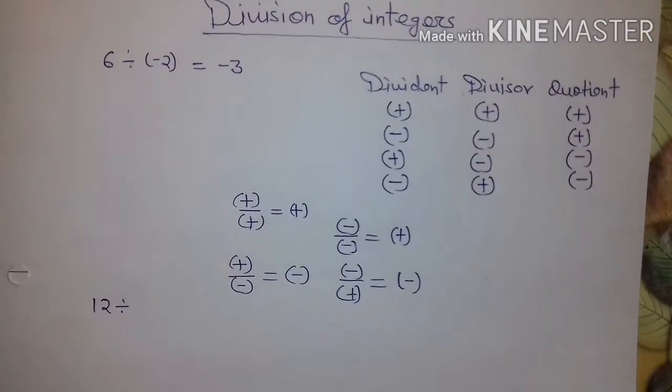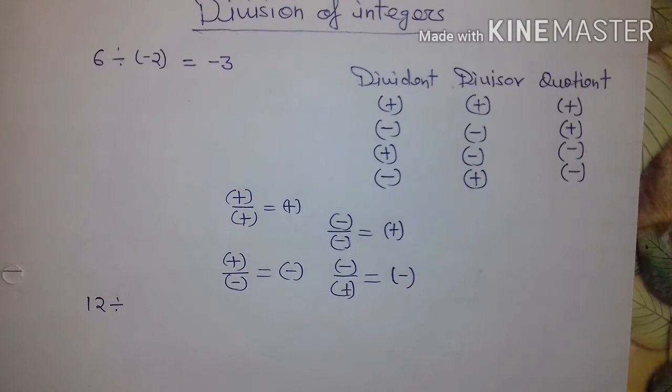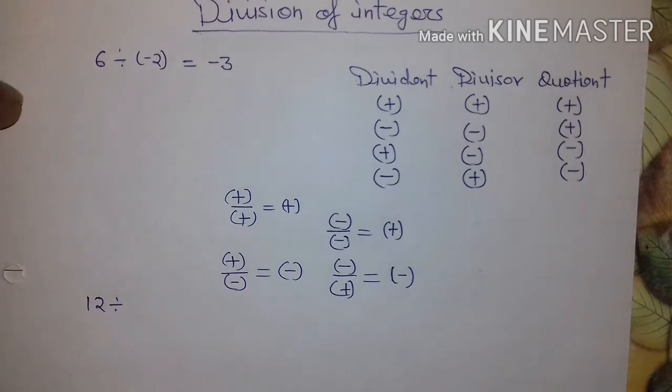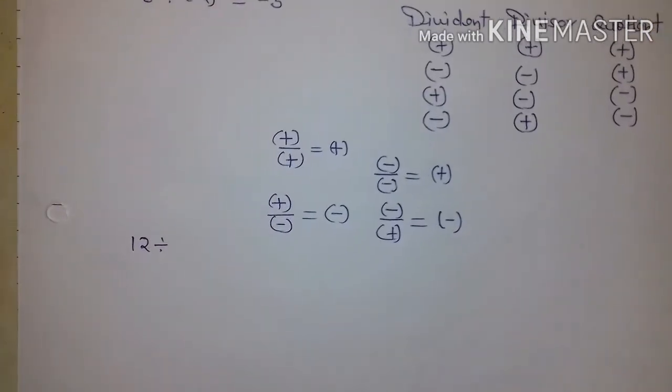It means if both numerator and denominator have the same sign, then the result will be positive. And if the numerator and denominator have opposite signs, then the quotient or result will be negative.